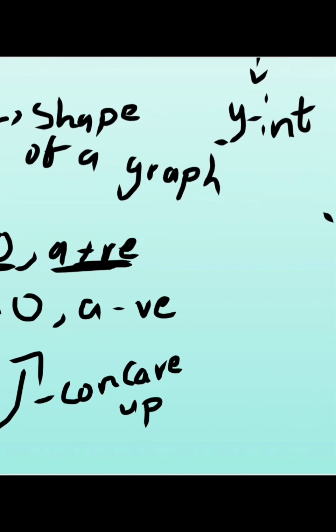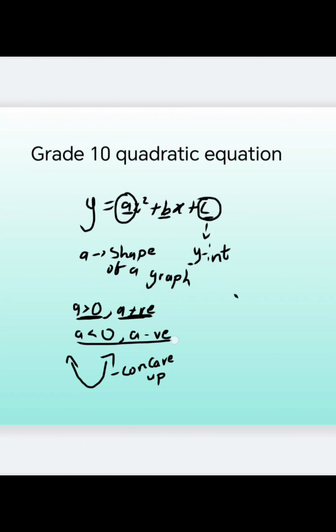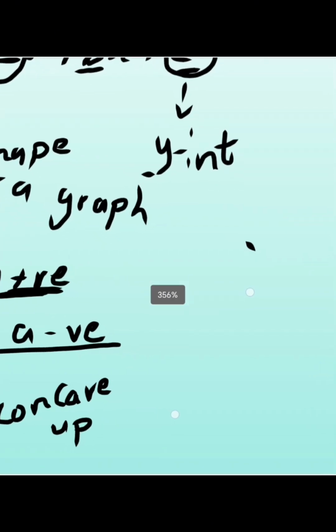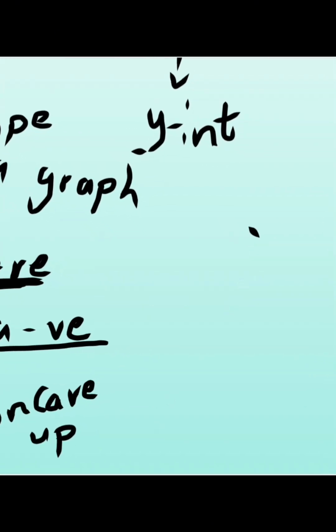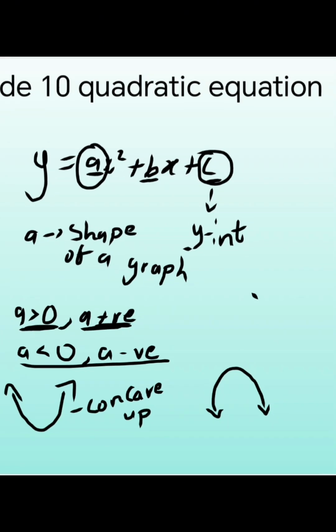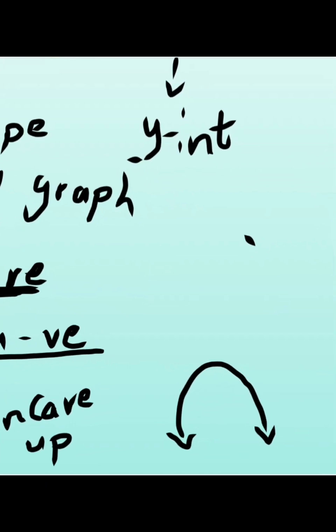So whenever A is less than 0, it means your graph will now be a frown graph. You can see my graph is now frowning. It means that my graph has changed, because it was concave up, and now it will be concave down.